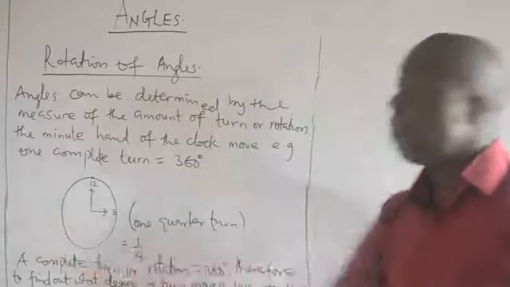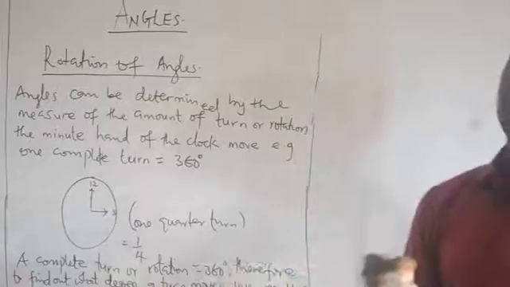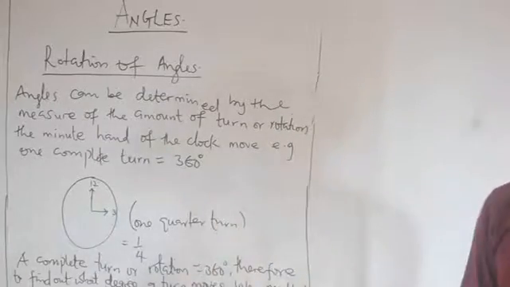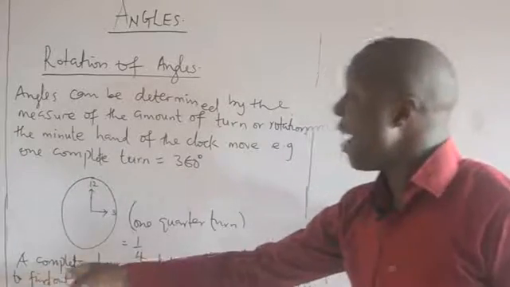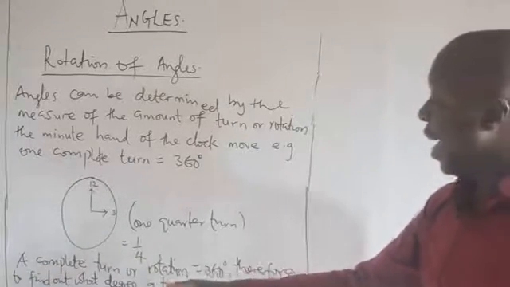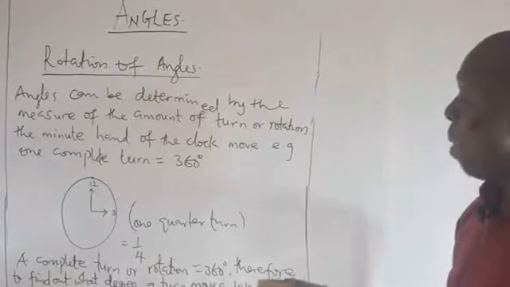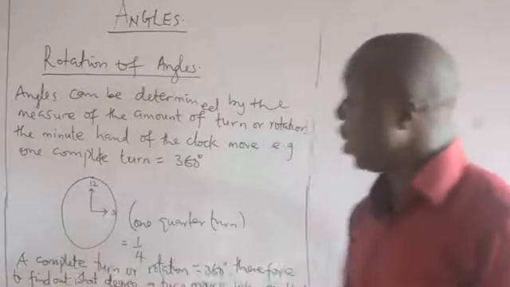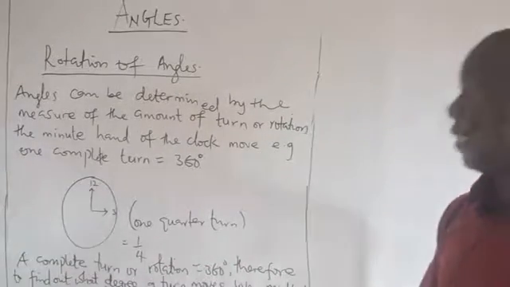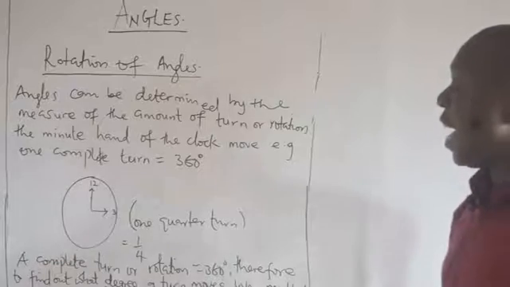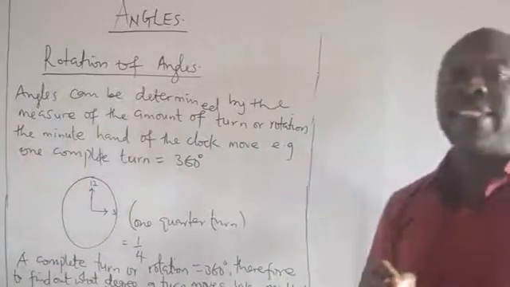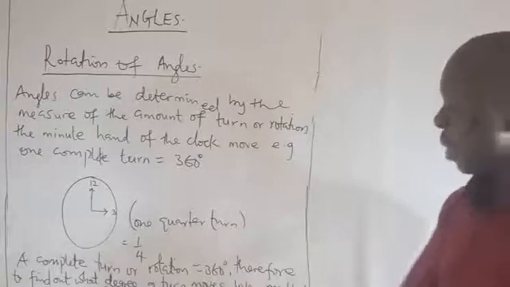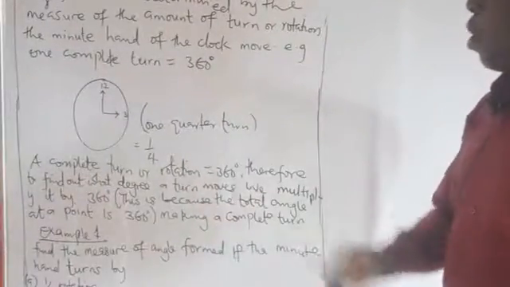A complete turn is 360 degrees. Therefore, to find out what degree a turn moves, we'll multiply it by 360 degrees. This is because the total angle at a point is 360 degrees, making a complete turn.